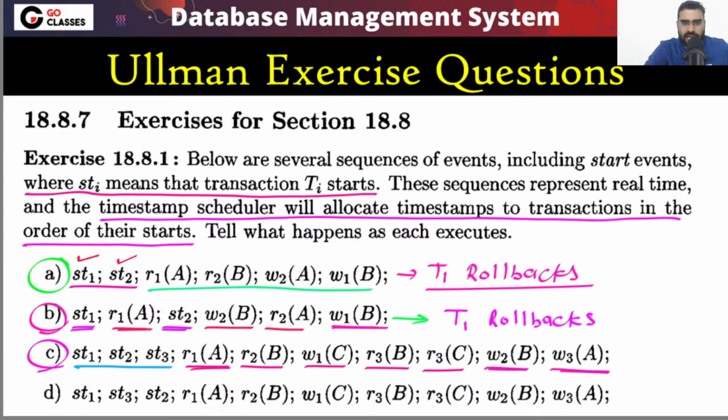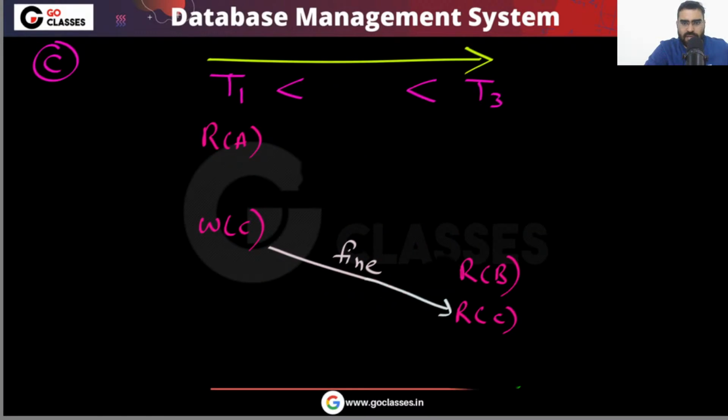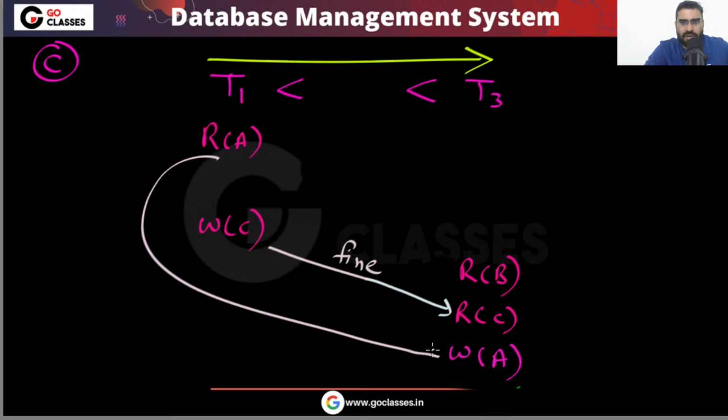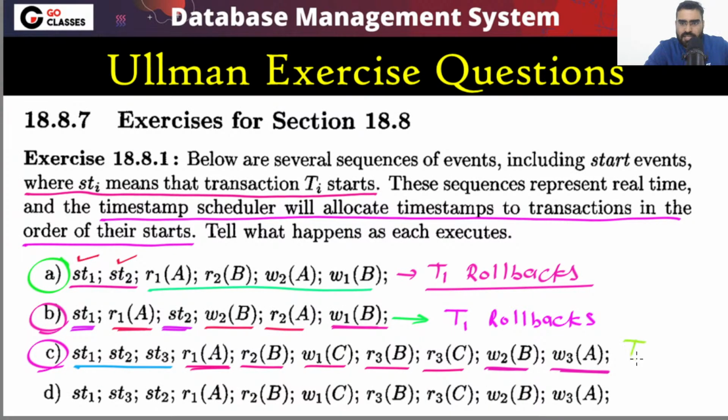Then this T3 will write item A. That is fine. Yes or no? This T3 is writing item A and this is perfectly fine. So this is what will happen. You can see that this is the complete execution. So I can say that in the question number 3, T2 will roll back. This is the problem.